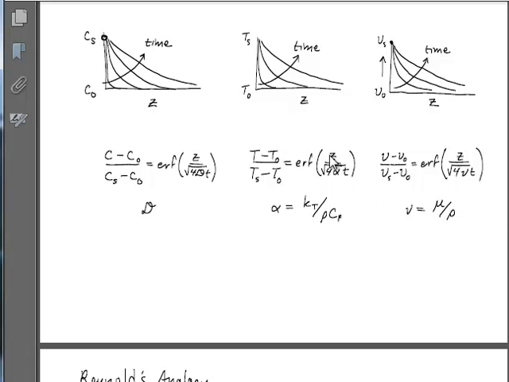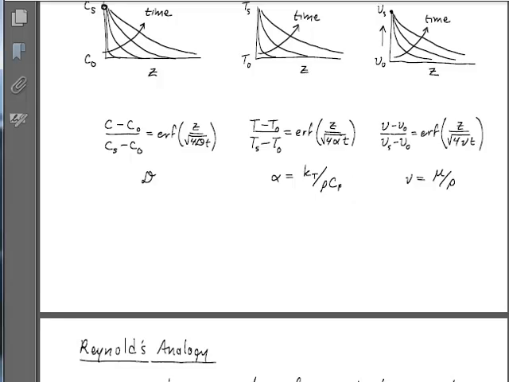You can see that all that's changing here is the argument of the error function and the way we non-dimensionalize the problem. And so to make the analogy concrete, the diffusivity corresponds to this alpha parameter for heat transfer, and to the kinematic viscosity in the case of momentum transport.